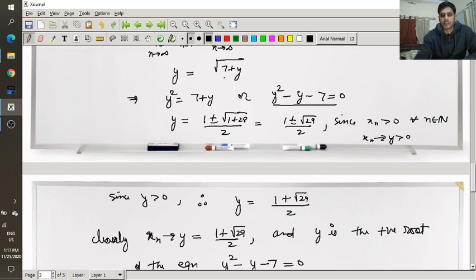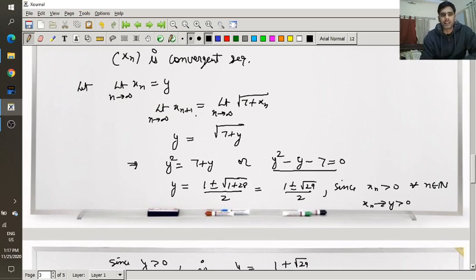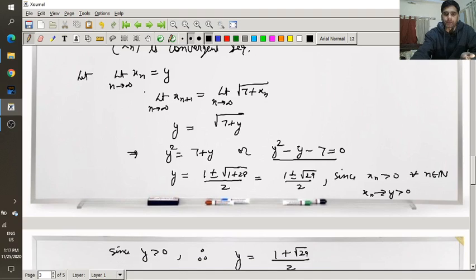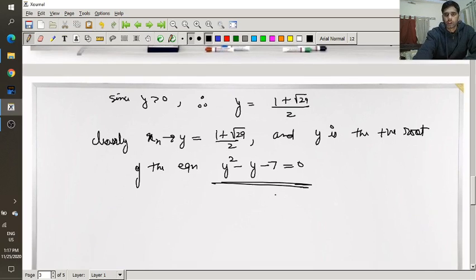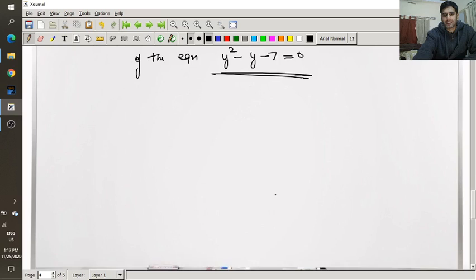So y is the limit of this sequence. y is the real number into which xn is converging, and its value is 1 plus root 29 by 2, and clearly it is the positive root of this equation, right? So xn is converging to the positive root of this equation, that we needed to prove. So I hope the idea is clear.